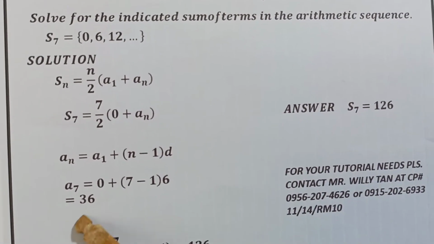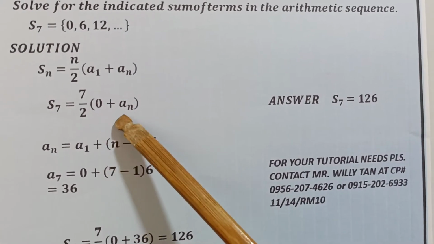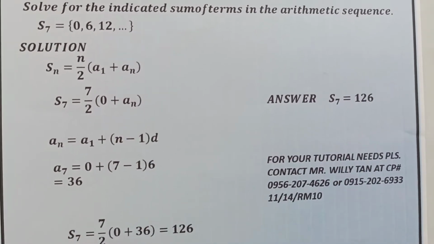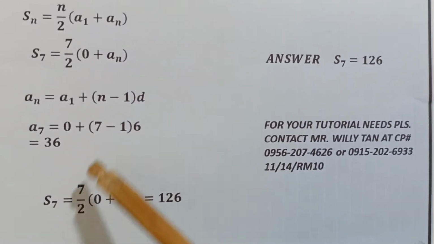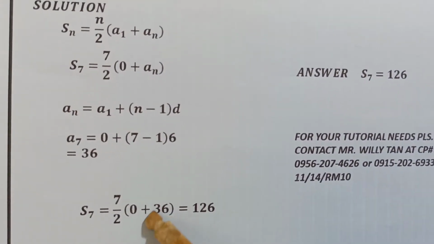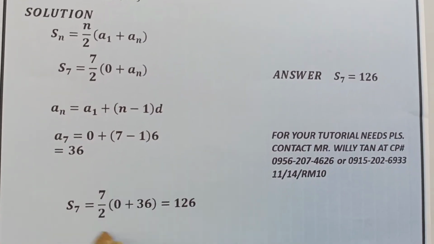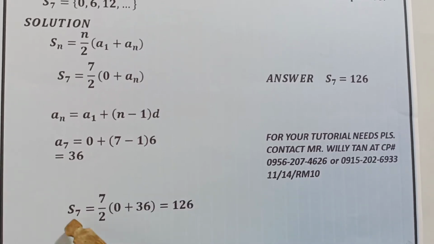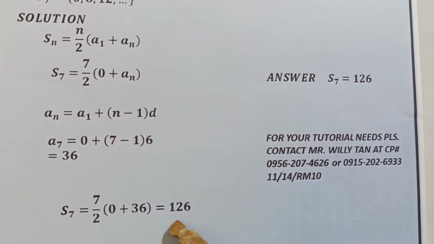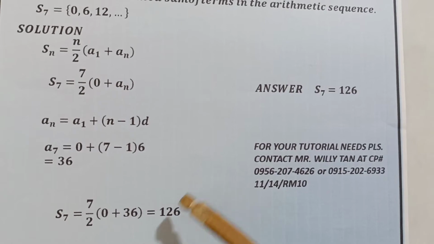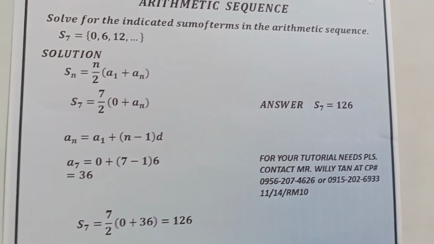All we have to do is just substitute this in the given formula here. S of 7 is equal to 7 over 2 times 0 plus a sub n, which is 36. Computing, the value of S of 7 is equal to 126. So this will be our answer for the first problem.